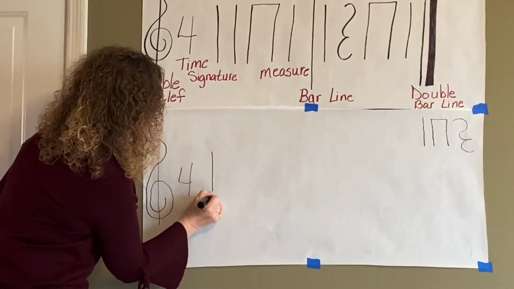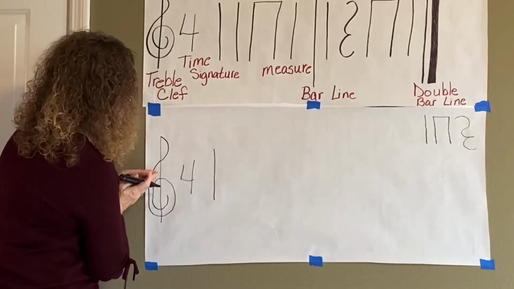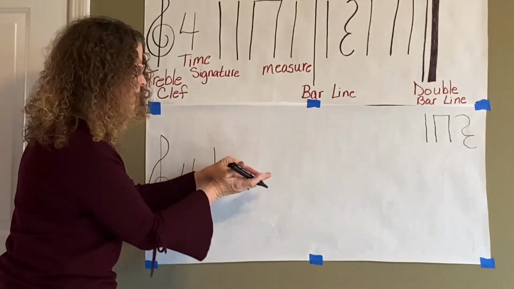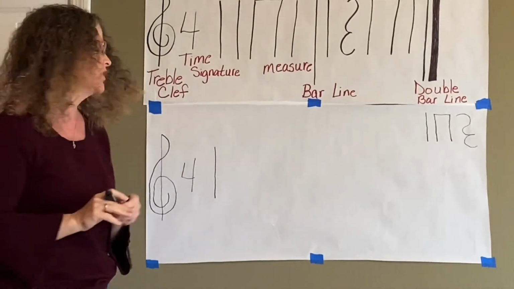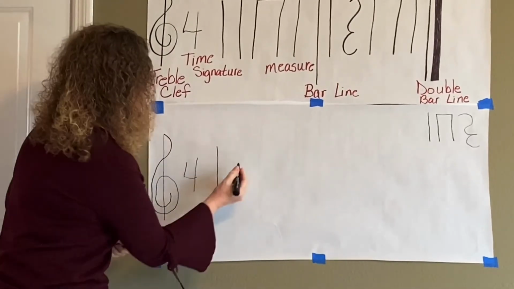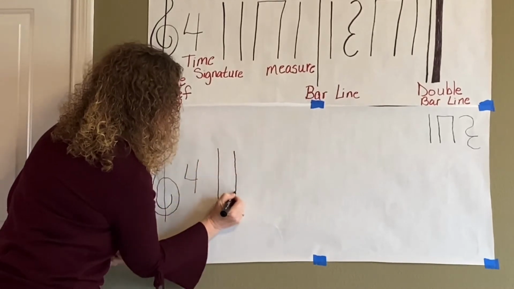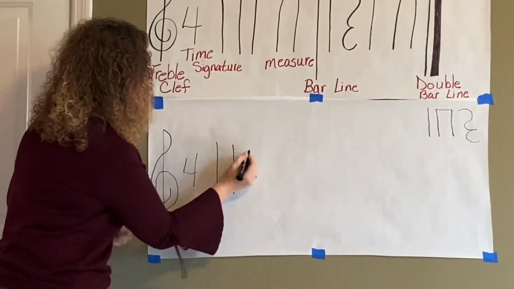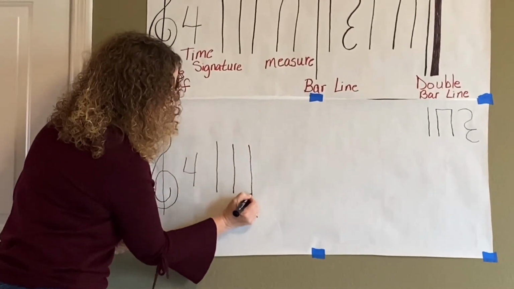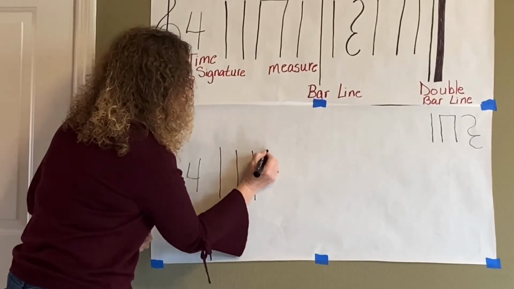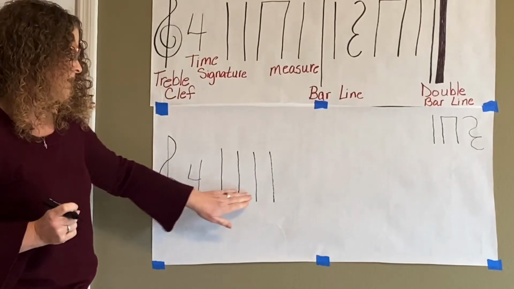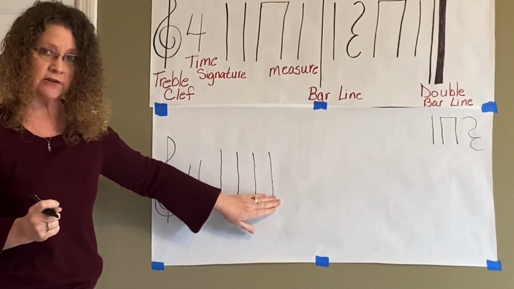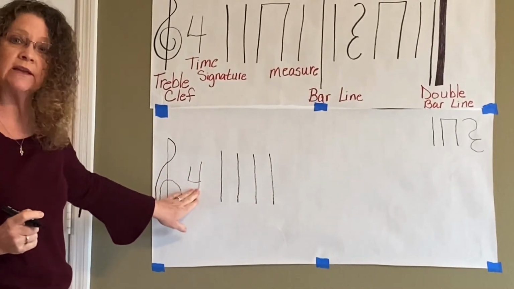So I have beat 1. And again, I write going straight across the paper. I want my music to look like a sentence on a page, so going straight across. I have my 2nd beat, my 3rd beat, and my 4th beat. So I have 4 beats in my pattern. That goes with my time signature.